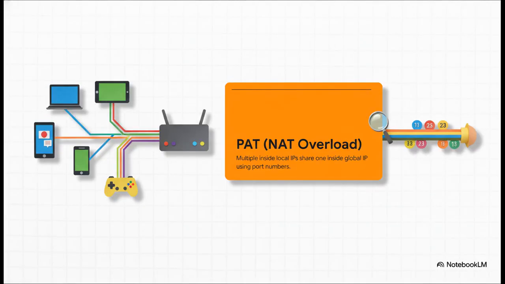And finally, we have PAT, which is also called NAT overload. And this is the one that's a true game changer. This is how you can have dozens of devices all sharing one single public IP address. It works by assigning a different port number to every single conversation. This way, your router can keep track of who's talking to who. It's the type of NAT that pretty much every single home network in the world uses.